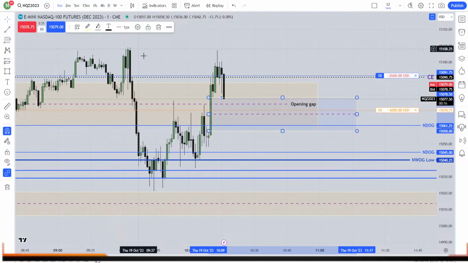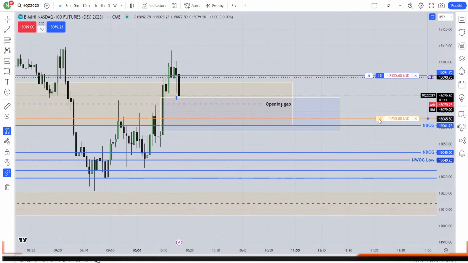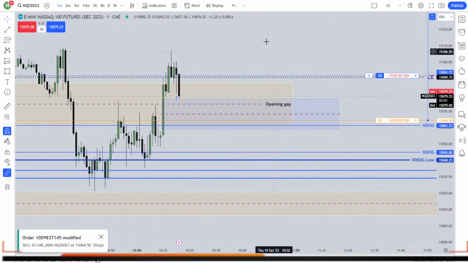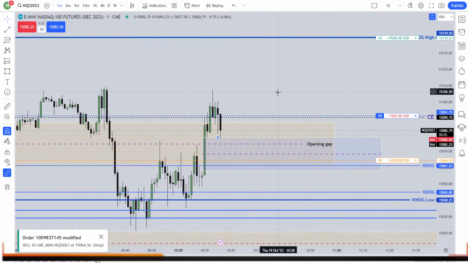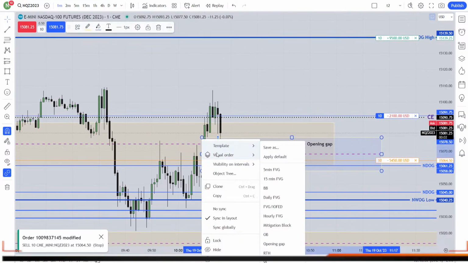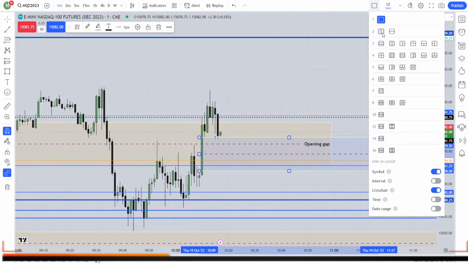Let me just change the color, and I will put it a little bit lower of the breakaway gap consequent encroachment. That will be more confident. That will be, I mean, more confident for me. But right now, the price action is over here. If I can see, let me just put the double mark.